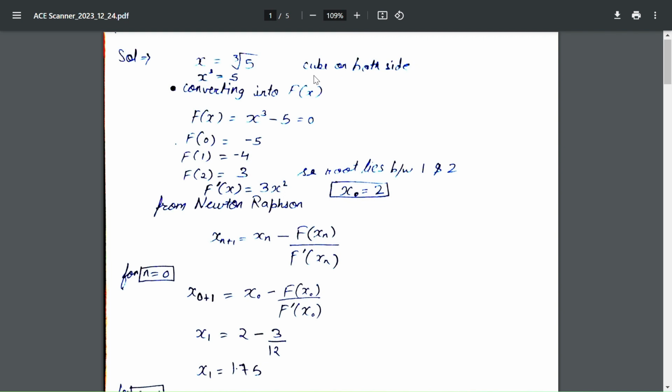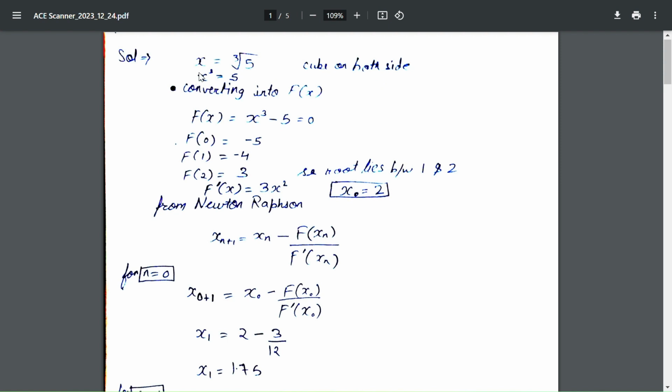So friends, our first question is find the cube root of 5 using Newton-Raphson method, correct up to 4 decimal places. So this is the solution. We have x equals to cube root of 5. So first we will cube both sides of this equation. We get x cube equals to 5.